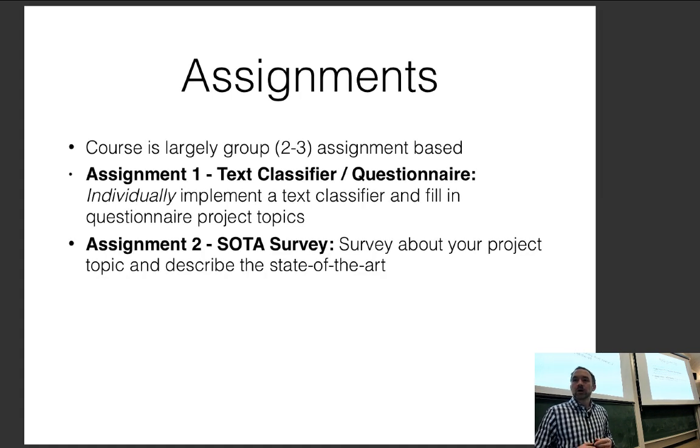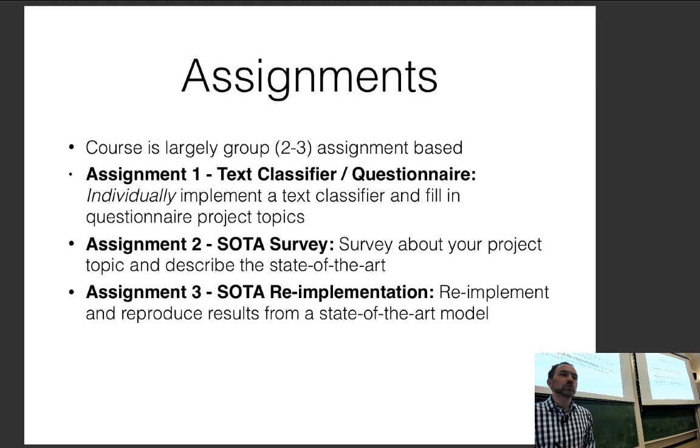For assignment 2, we'll ask you to pick an interesting-looking project topic and do a survey of the state of the art with respect to that topic. For assignment 3, we will ask you to implement a paper from an NLP conference basically from scratch. You can use a neural network library like PyTorch, but you can't just download the code and run it. And we'll ask you to reproduce the results of a state-of-the-art model.